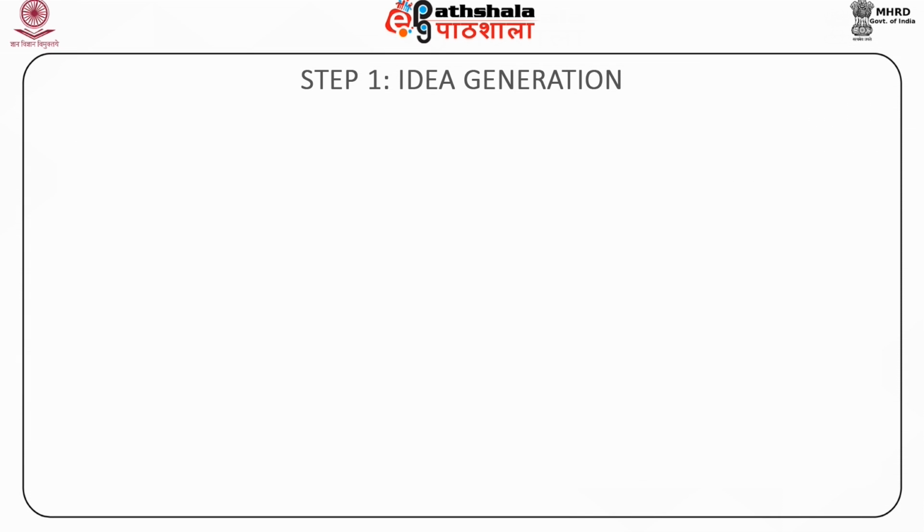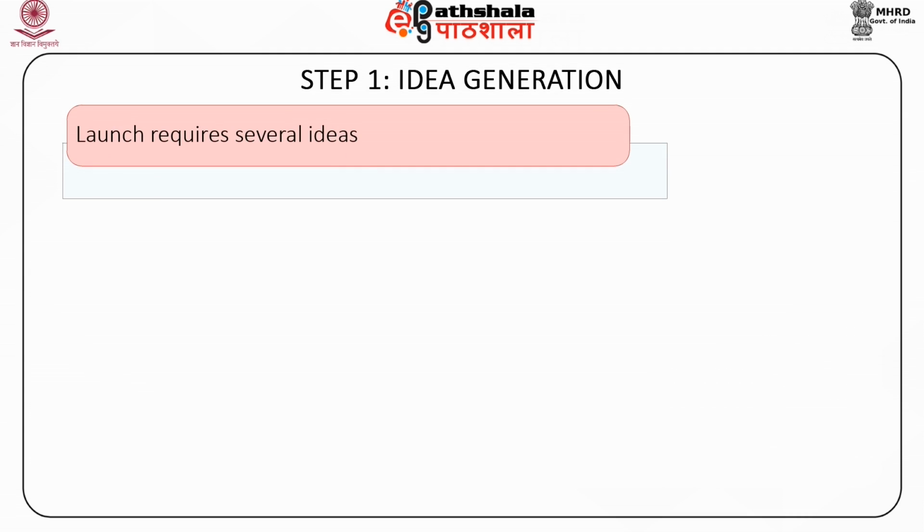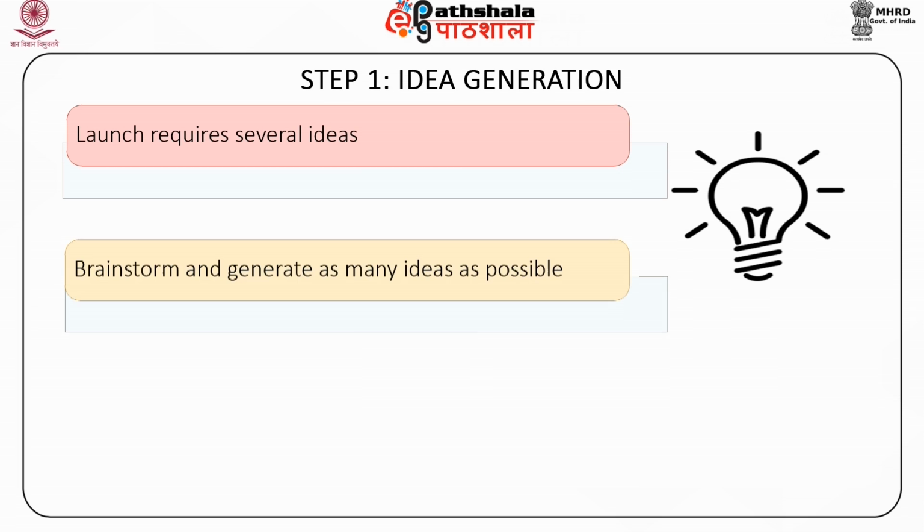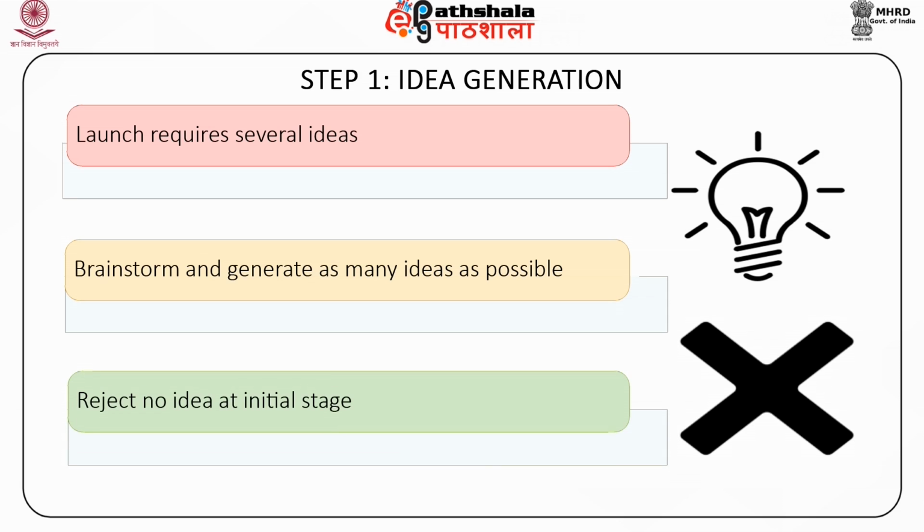Now let us look at each step individually. Step 1 is idea generation. The launch of a new product requires several new ideas. The aim should be to brainstorm and generate as many ideas as possible without rejecting any at the initial stage. Firms may employ many sources for idea generation, which will be discussed in detail.